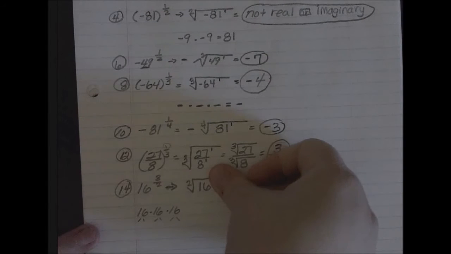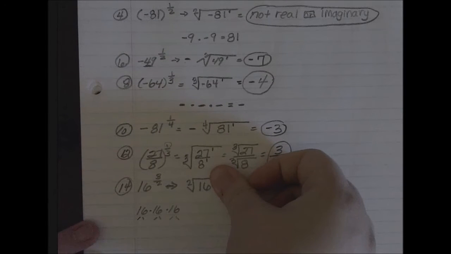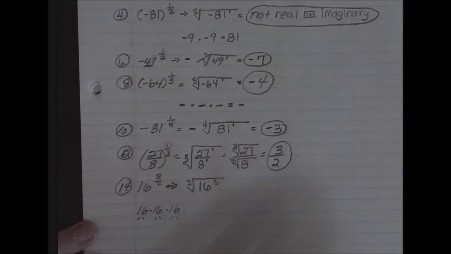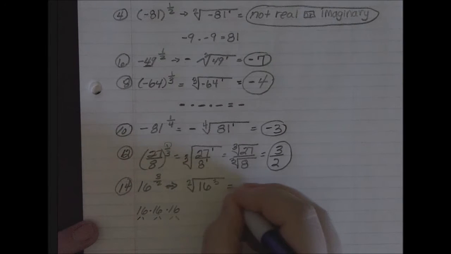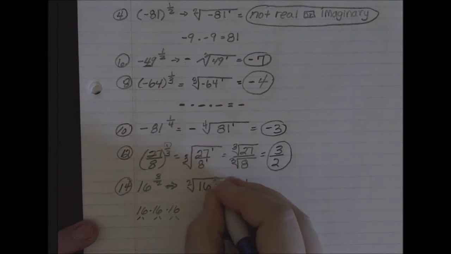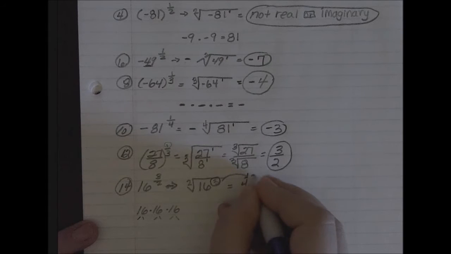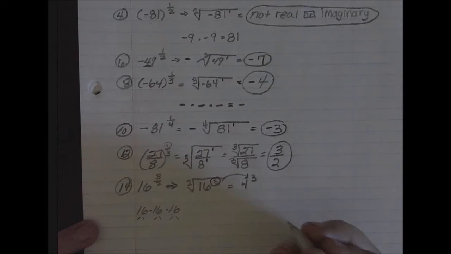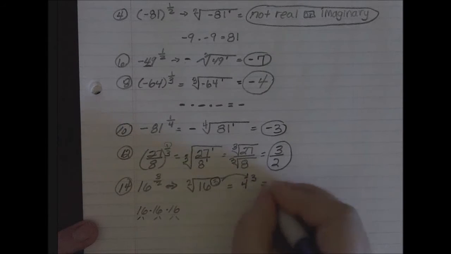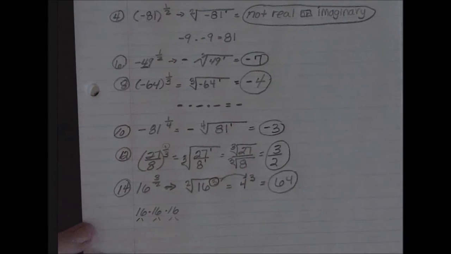So we would ask, what is the square root of 16? Your answer would be 4. So I'm going to write equals 4, and I'm going to take this power of 3, and I'm going to put that with my 4. So 4 to the 3rd power is 64, and now you're finished.